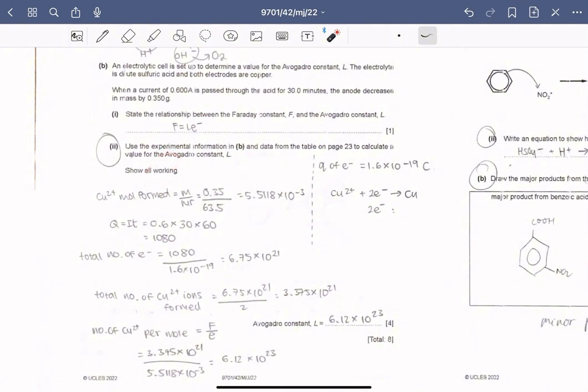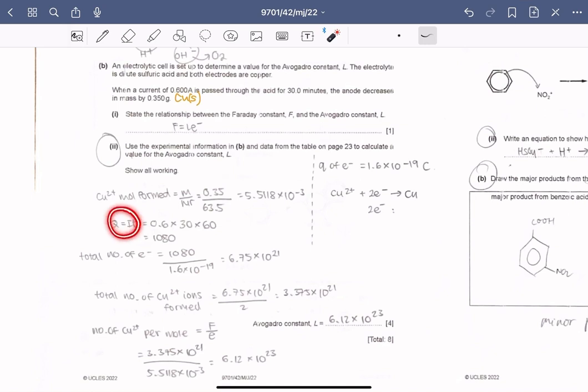So the first thing you have to do is to calculate the Cu2+ moles with the formula: moles equals mass over Mr. The mass is known here to be 0.35. The anode decreases in mass by 0.35 grams, which means that is the mass of Cu solid that is already formed. Divided by the Mr of Cu, 63.5, so there is 5.5118 times 10 power negative 3 moles of Cu formed.